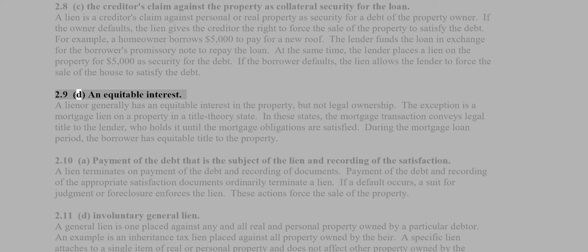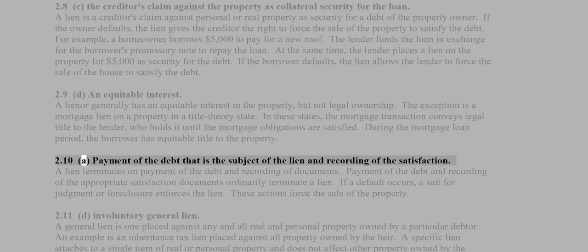2.9 D. An equitable interest. A lienor generally has an equitable interest in the property, but not legal ownership. The exception is a mortgage lien on a property in a title theory state. In these states, the mortgage transaction conveys legal title to the lender, who holds it until the mortgage obligations are satisfied. During the mortgage loan period, the borrower has equitable title to the property.